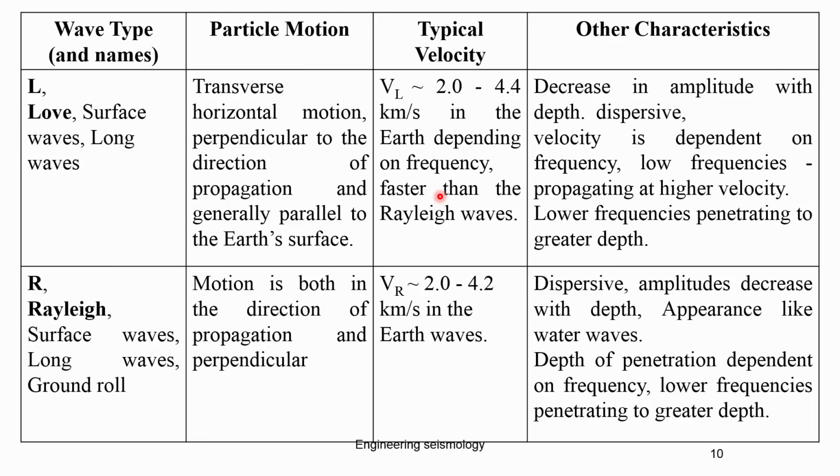If you go to a water body next time and throw a stone, you will get circular waves traveling like this. Those waves are basically Rayleigh waves, the kind of waves that water waves are. Love waves are basically snake movement, that is a typical example.